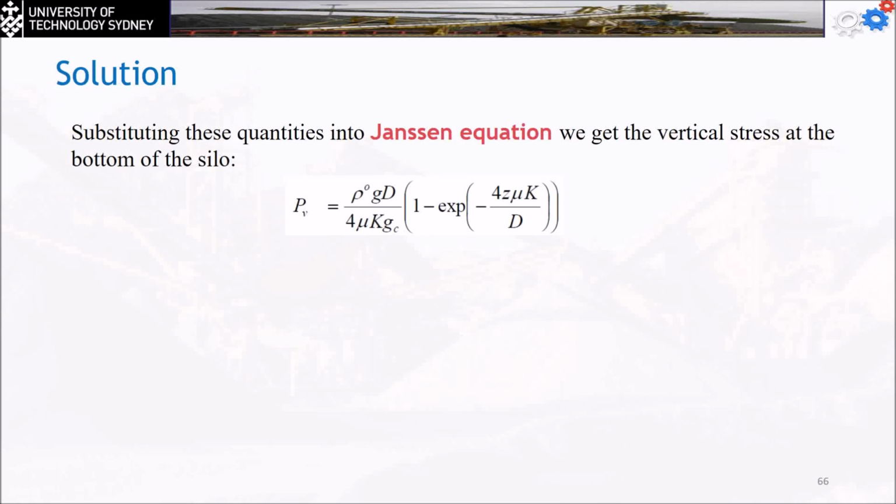Multiplied by 1 minus the exponential of minus 4 mu k divided by d. Now, once again, we said that you start from the right side, find this value first, find its exponential, subtract it from 1, then you multiply by 560 by 9.81 by 4 divided by 4 multiplied by the tangent of 20 multiplied by 0.4. And this will give you the value of 35,668. This should be a comma, by the way. Pascal, or what equals 5.2 psi.